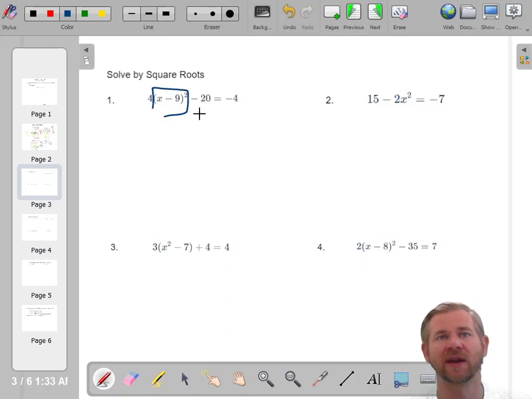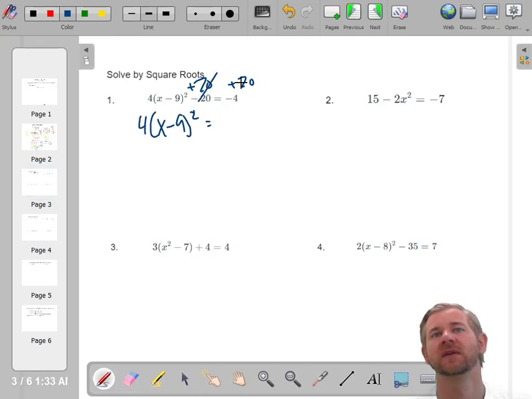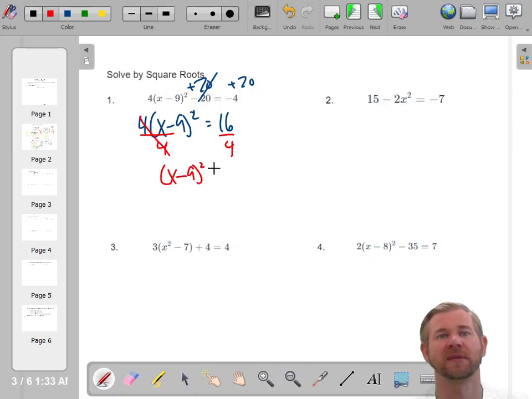You need to isolate whatever's being squared, regardless. So that whole thing needs to get isolated. Add 20. 4 times x minus 9 squared equals 20 minus 4 is 16. We still don't have it isolated yet. Divide by 4. Now we have the squared term by itself. Something is getting squared on one side. On the other side, I have 4.